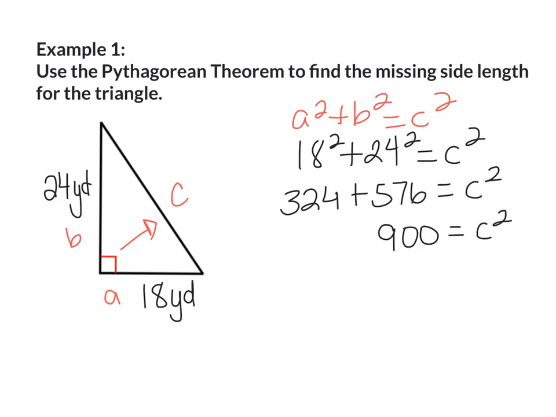So the last thing I have to do is take the square root of both sides. So the square root of 900 is 30. And the square root of c squared is c. So my missing side is 30 yards.